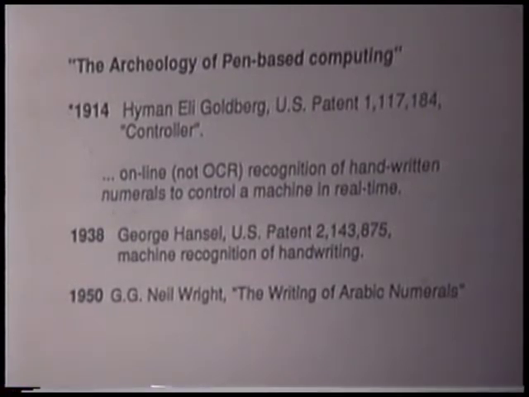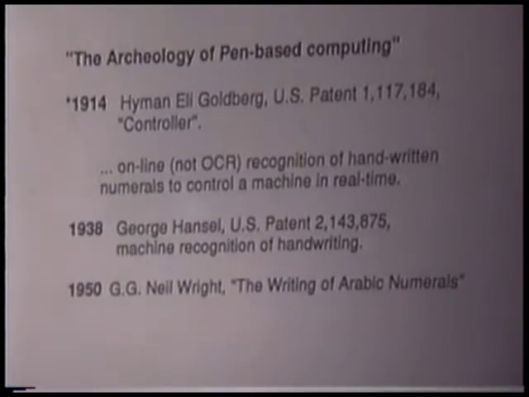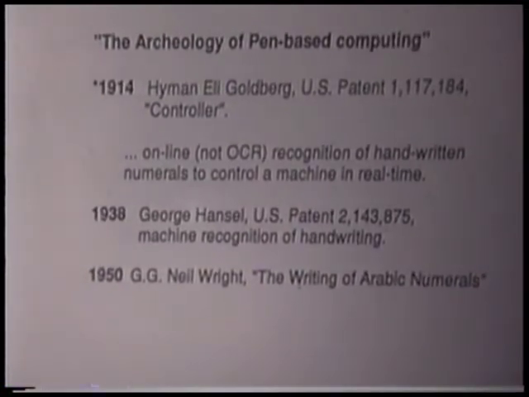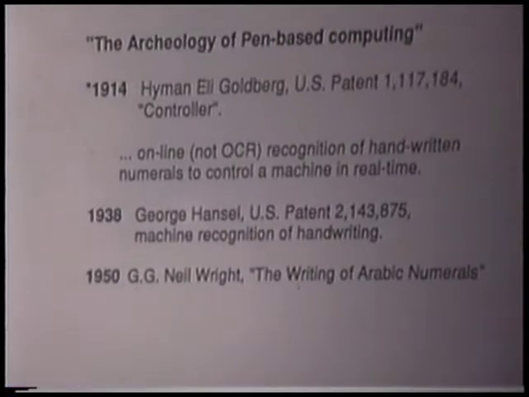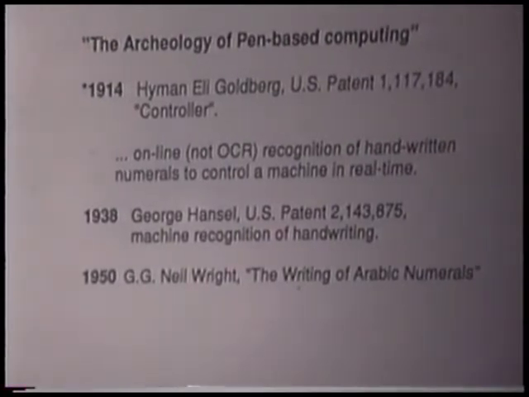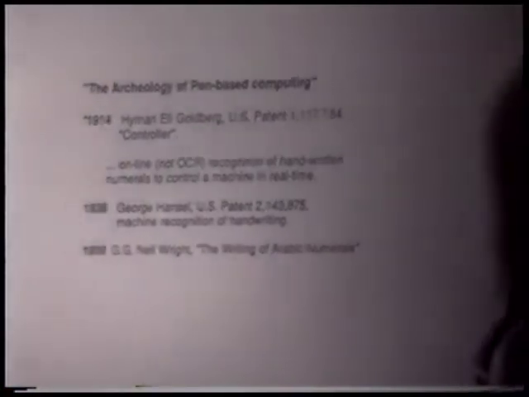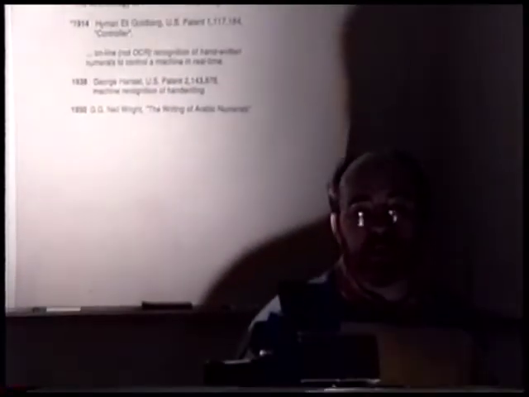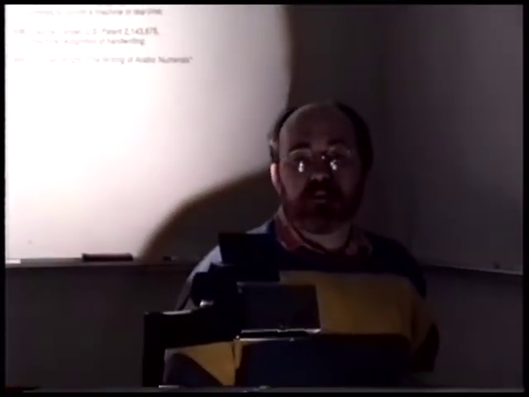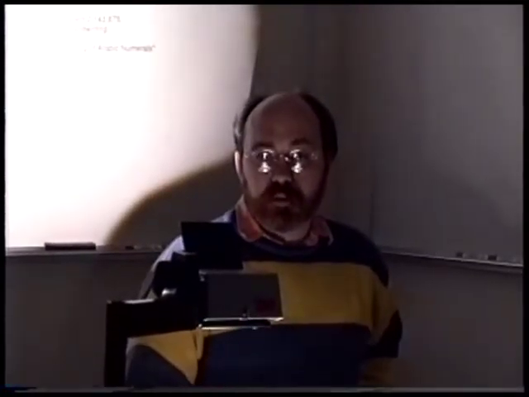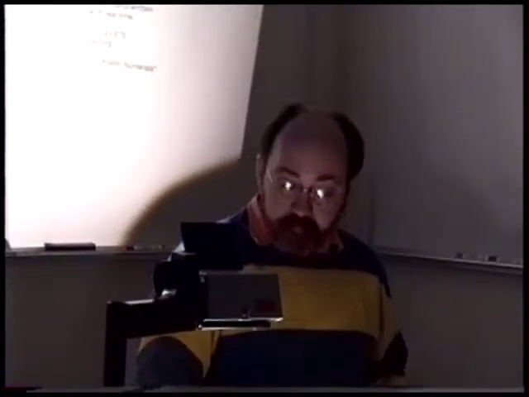There were other patents. There was one in 1938, a machine recognition of handwriting. This was also about the time that people were starting to say they'd have the voice recognition problem solved in a few years. Something else that's worth citing is a book that wasn't about machine recognition, but was a study of the writing of Arabic numerals by a guy named G. G. Neil Wright. The reason I cite this is that when I bring this book out and show it to people who work on pattern recognition, they're stunned by how similar the presentation, the analysis, the definition of the problem is to what they've had to do in pattern recognition for handwritten numerals.